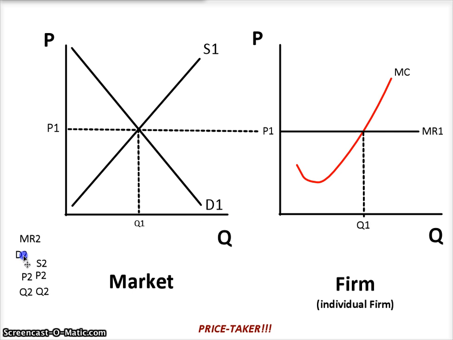All right, now let's take a look at what happens if there's a supply change. And again, we just saw an increase in demand and how it affects the firm. We could do the same thing with a decrease in demand. So I could draw the demand line going down. We have a new equilibrium, changes the market price, MR goes down, quantities for the firm decrease.